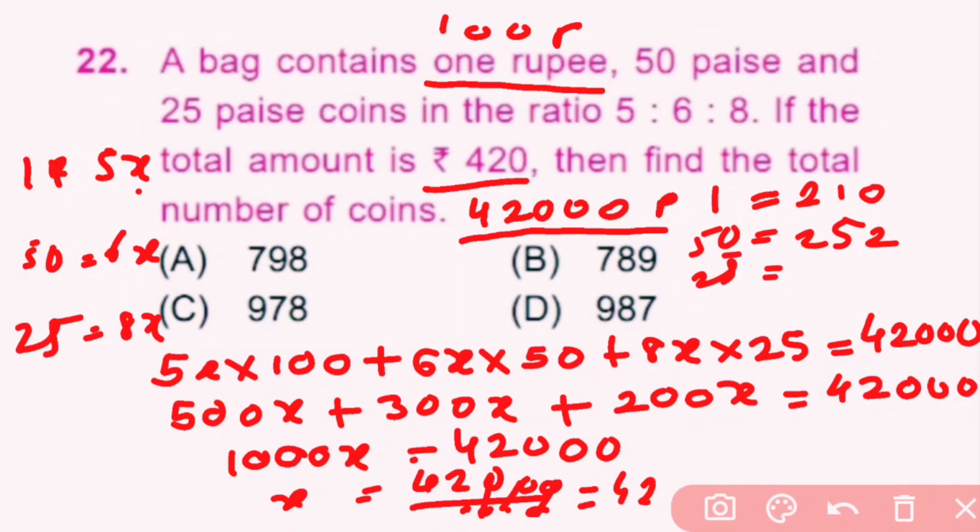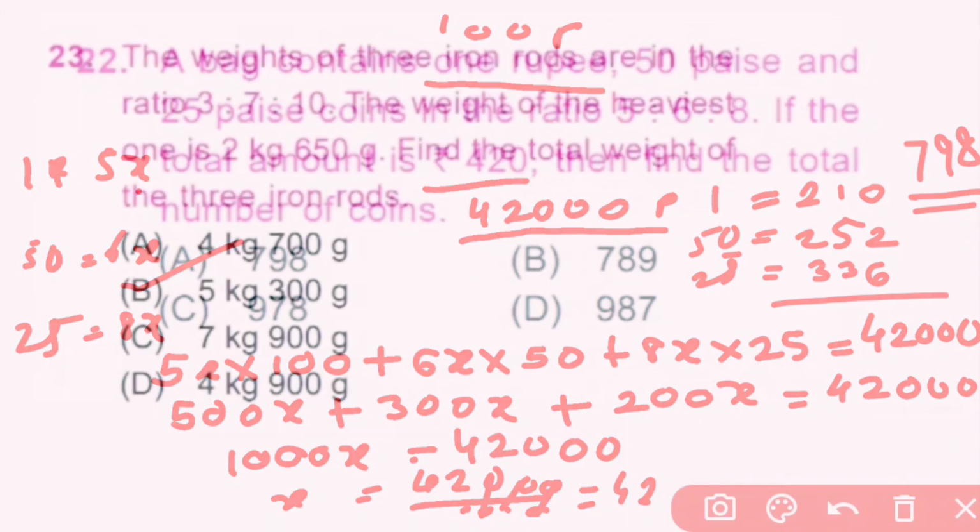8 2s are 16, 1 carry over. 8 4s are 32 and 1 is 33. And total of this is 0 plus 2 plus 6 is 8. 5 plus 1 is 6. 6 plus 3 is 9. And 2 plus 2 is 4. 4 plus 3 is 7. So total number of coins are 798. So here A is the correct answer.